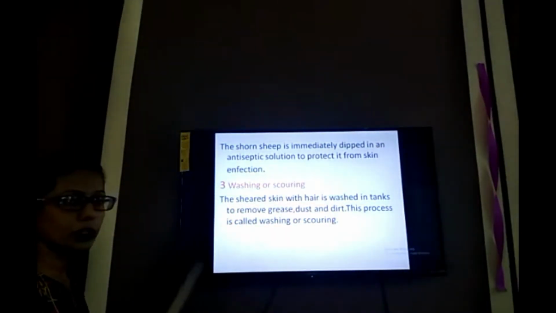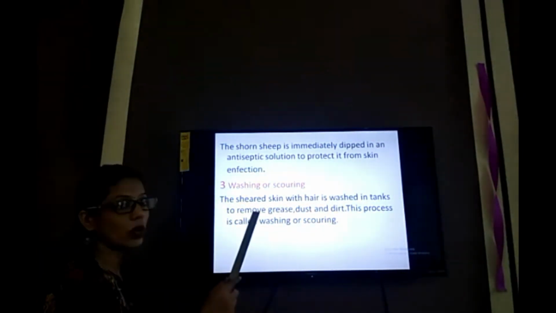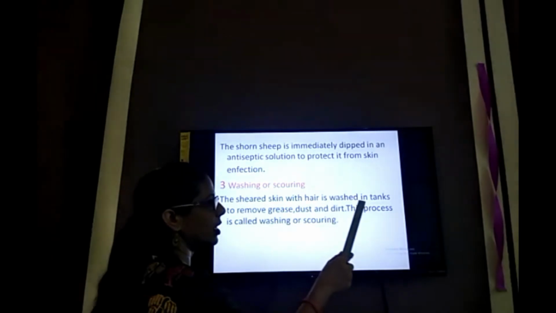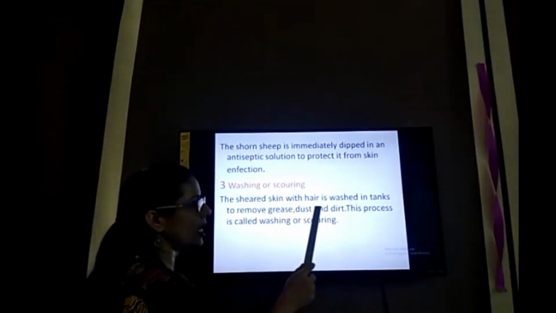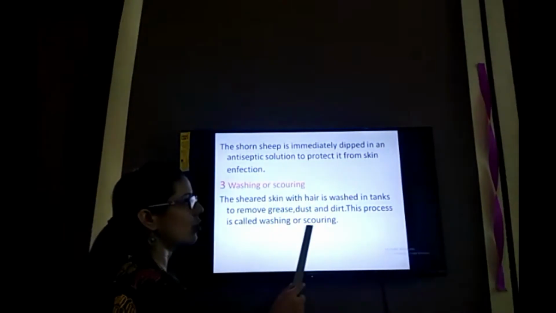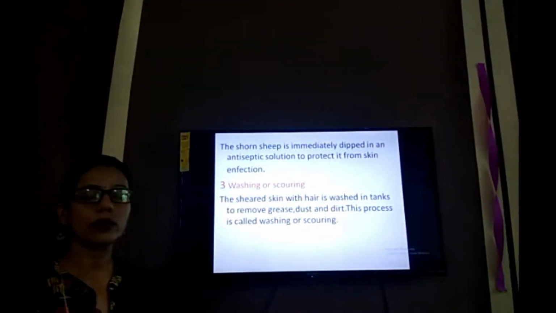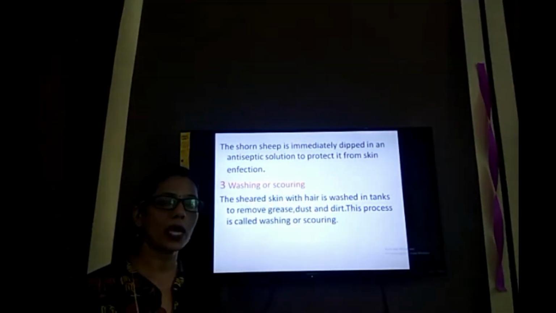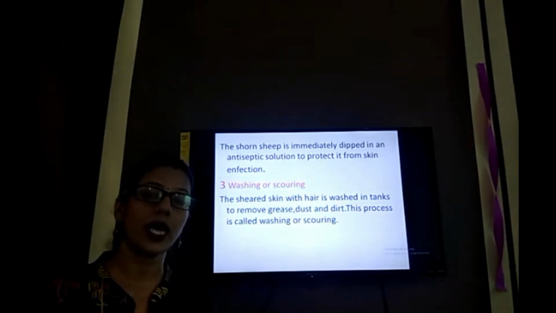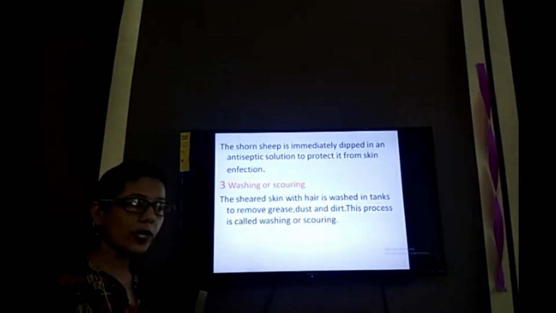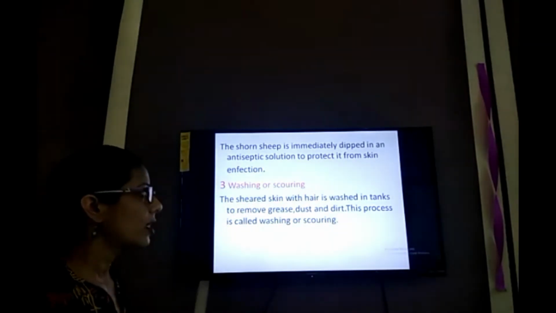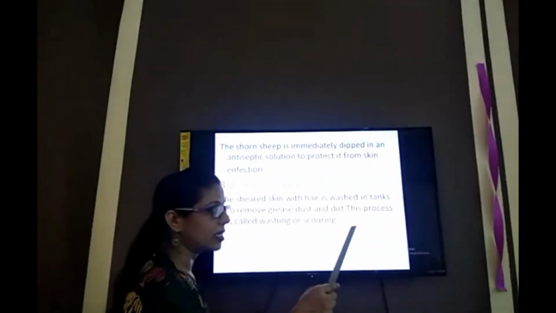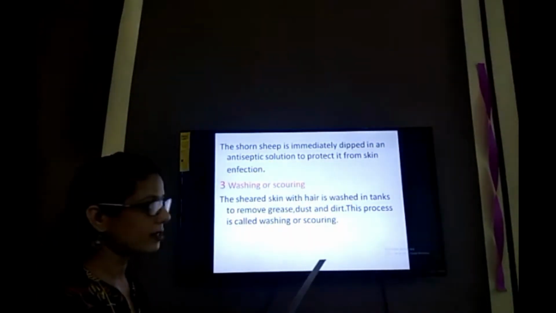Now the next step in the processing of fibers into wool is washing or scouring. In this step, the sheared skin with hair is washed in tanks to remove grease, dust and dirt. This process is called washing or scouring. As we know, sheep move here and there to obtain food, so sometimes grease, dust and dirt get stuck on their hairy skin. So after obtaining the sheared skin from their body, it is washed in tanks to remove grease, dust and dirt.